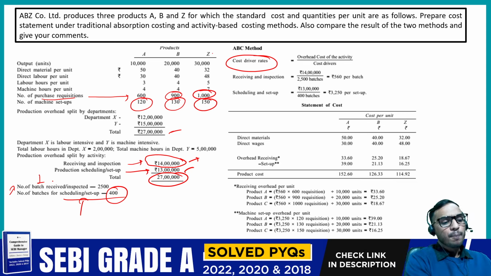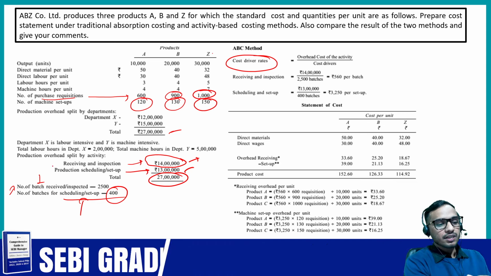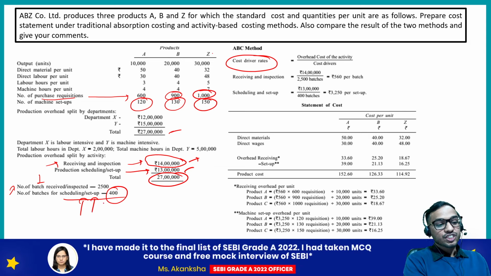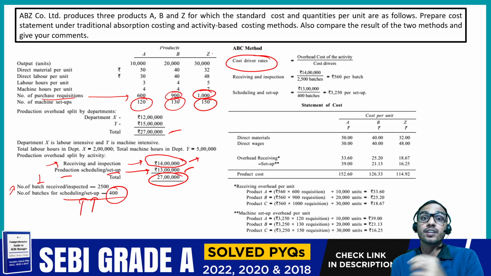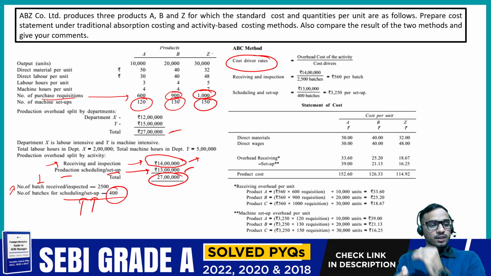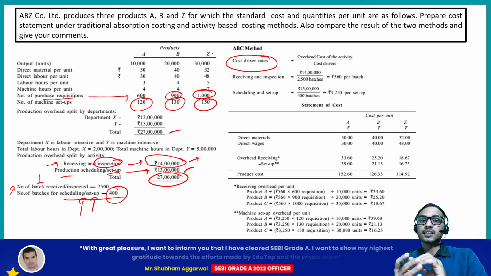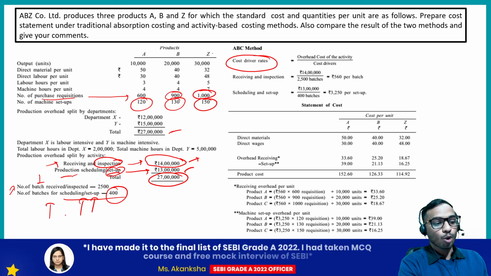Suppose the number of batches is more. If the number of batches is more, then obviously the inspection cost will be higher. So the number of batches is the cost driver. Are you getting this point? If the number of batches for setup is more, then obviously the production setup cost will be more. So the number of batches for setup is the cost driver of this activity. Can you visualize this? If the number of batches inspected is more, the inspection cost will be more. And if the number of batches for setup is more, the production setup cost will be more. These are the cost drivers, the number of batches.